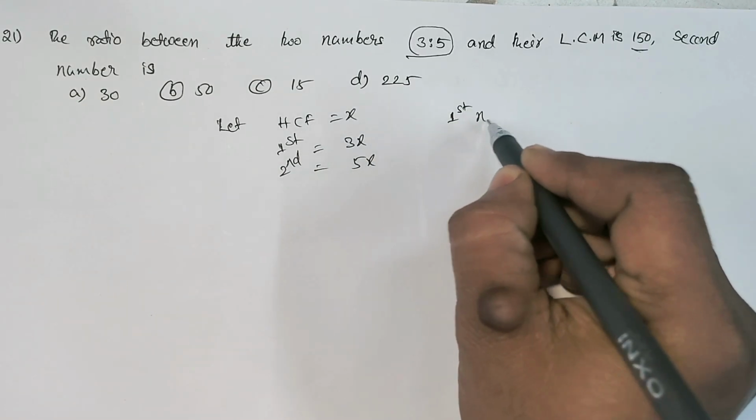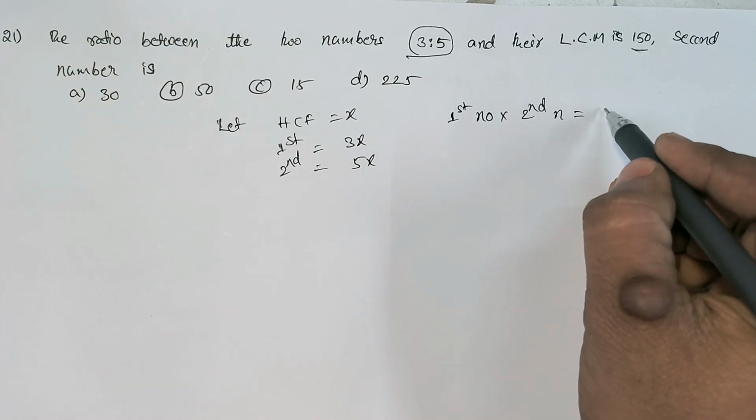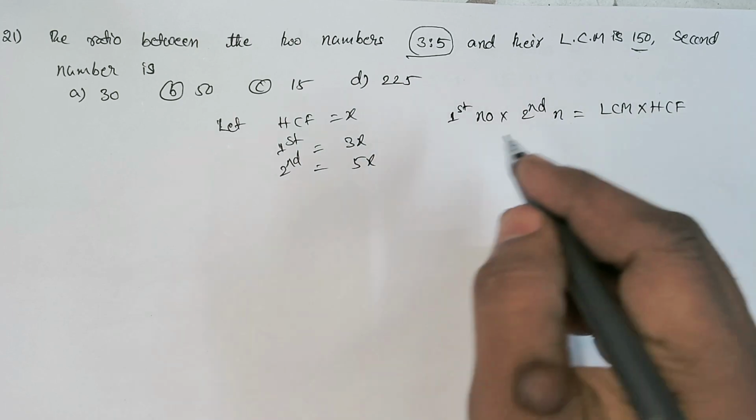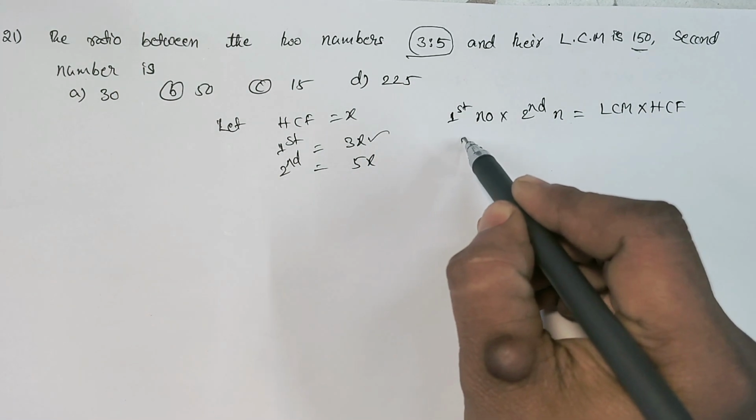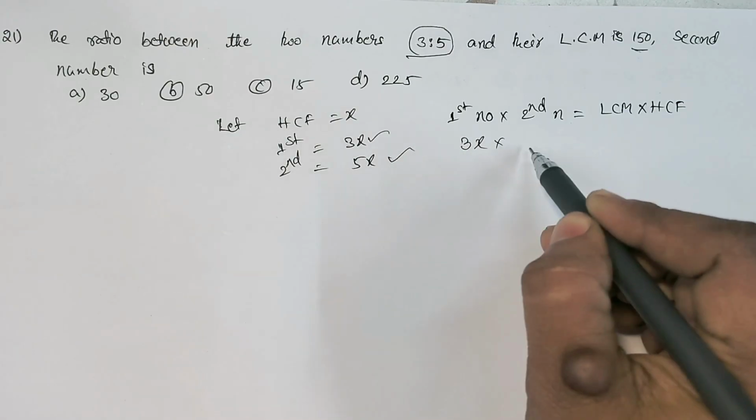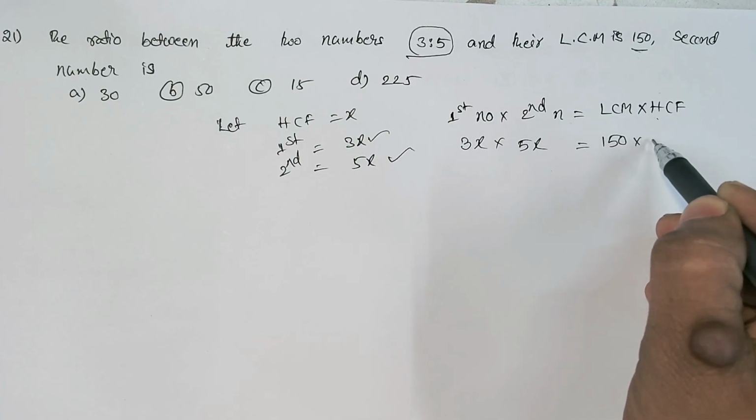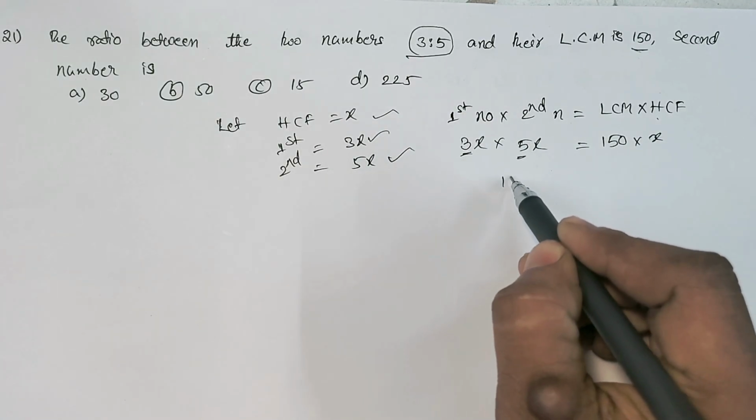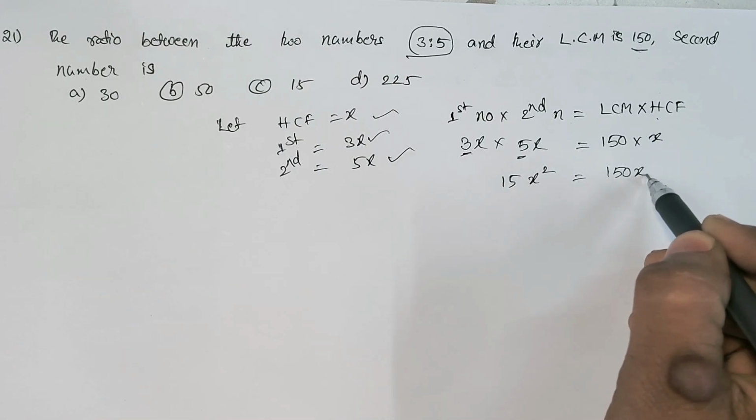That means first number into second number. Product of two numbers is equal to the product of their LCM and HCF. By using this property we can solve this problem very easily. So the first number we assume as 3x and the second number we assume as 5x. That gives LCM is 150 into HCF, which we assume as x. So here 3 into 5, 15x squared is equal to 150x.